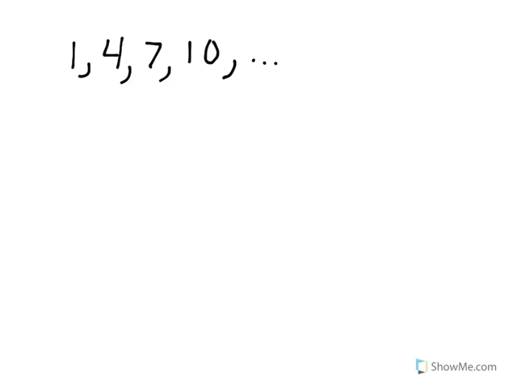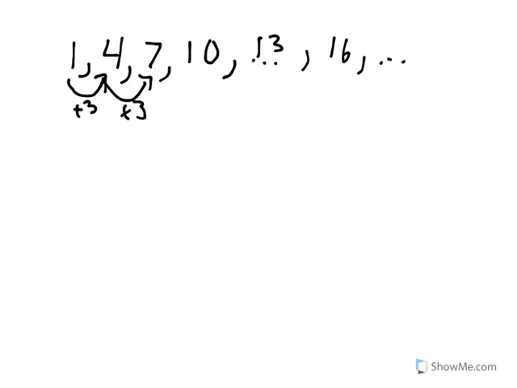If we take a look at this sequence, the first thing we want to do, if we want to find the recursive rule or any of the information about this sequence, is look and see what's happening. If I look from 1 to 4, one way that I could get there is to add 3 each time. Then I have to check, does that hold? If I add 3 to 4, do I get 7? Sure enough, I do. If I add 3 to 7, do I get 10? Yep. So each time I'm adding 3, so the next number in this sequence would be 13, and then 16, and so on.